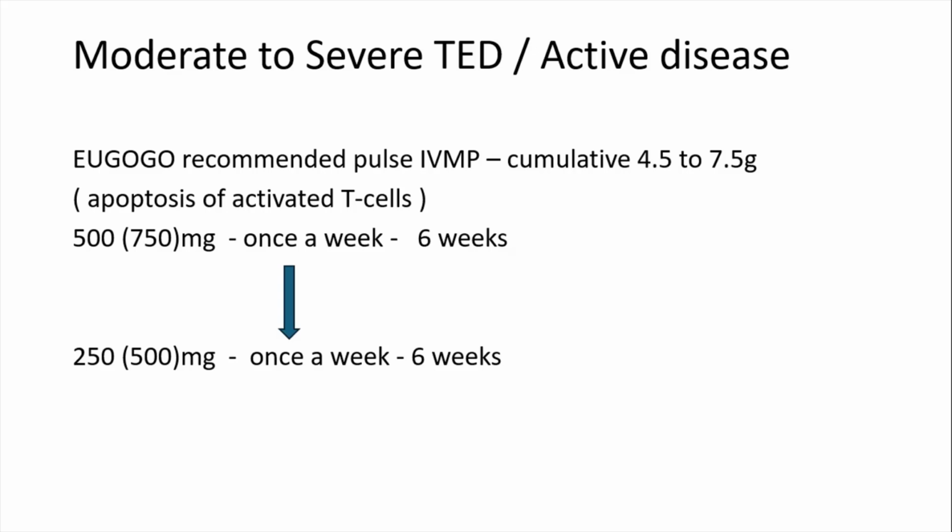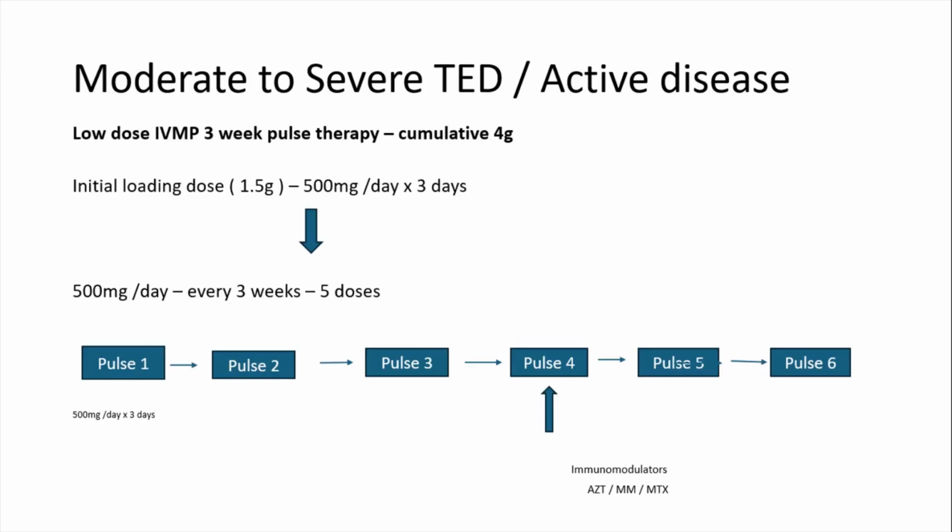As we all know, methylprednisolone causes apoptosis of the activated T cells. That is its action. For the repopulation of the T cells, it takes almost 3 weeks. So instead of exhausting the IV methylprednisolone or the steroids within a short period of time, we can still use low dose steroids for a prolonged period of time to combat the relapses. In such cases, we have come up with this low dose intravenous methylprednisolone pulse therapy.